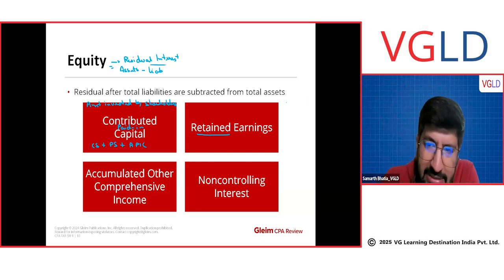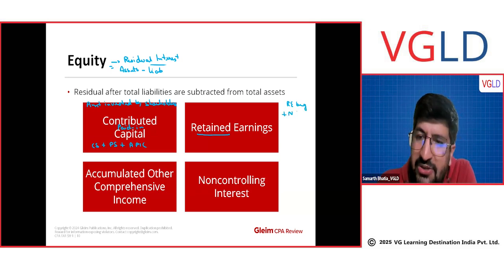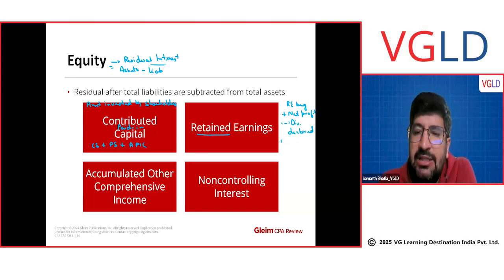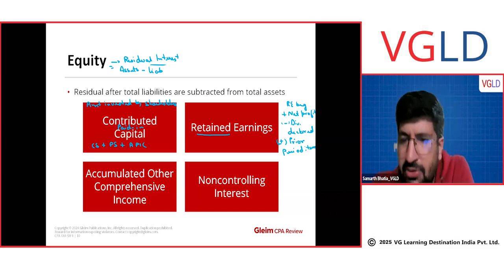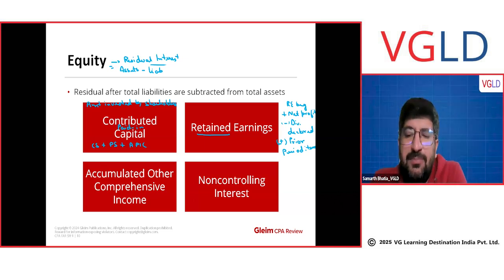So how do we calculate the balance of retained earnings? We start with retained earnings at the beginning. Whatever profits we earn during the year will be added here. Whatever dividend has been declared will be deducted from here. We'll discuss it afterwards in detail. Then any prior period items will be adjusted out of this. And we are left with retained earnings at the end. So retained earnings is a cumulative profit that the company has earned and retained, not distributed as a dividend.